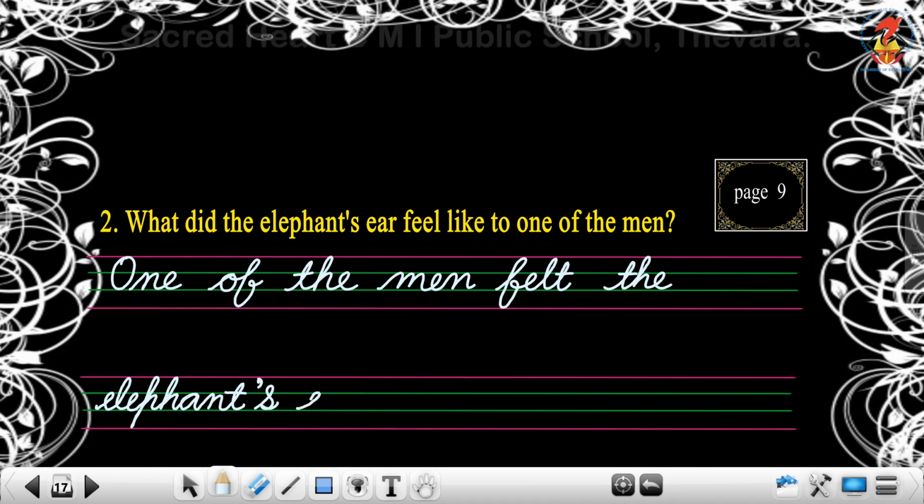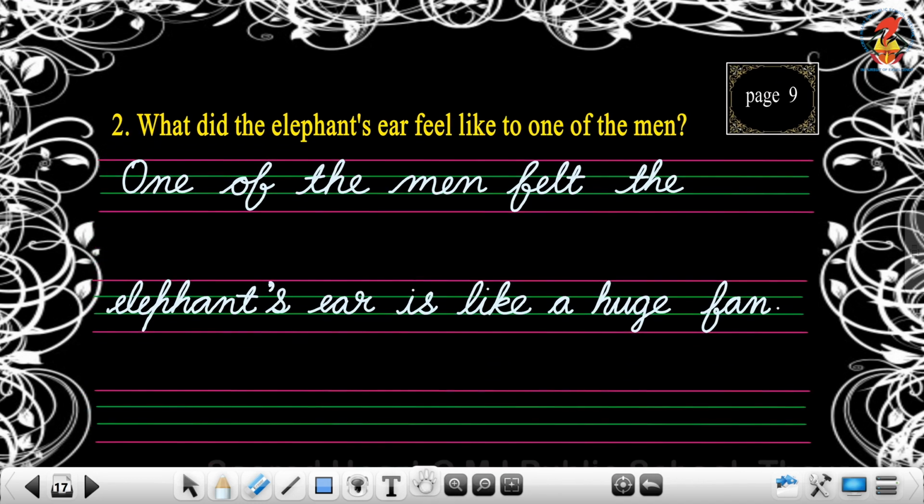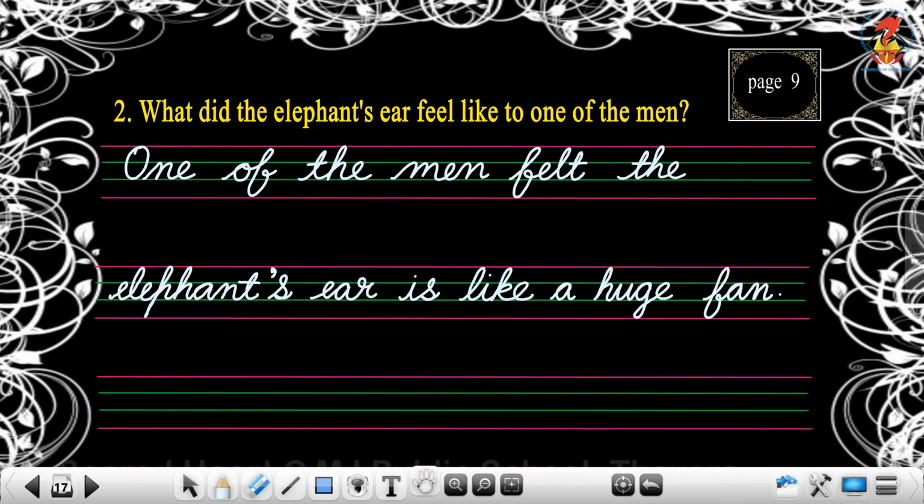Okay. Ear is like a. I-S, is. L-I-K-E, like a huge fan. H-U-G-E, huge. F-A-N, fan, full stop. So children, see, I was able to adjust my answer in the first two lines.